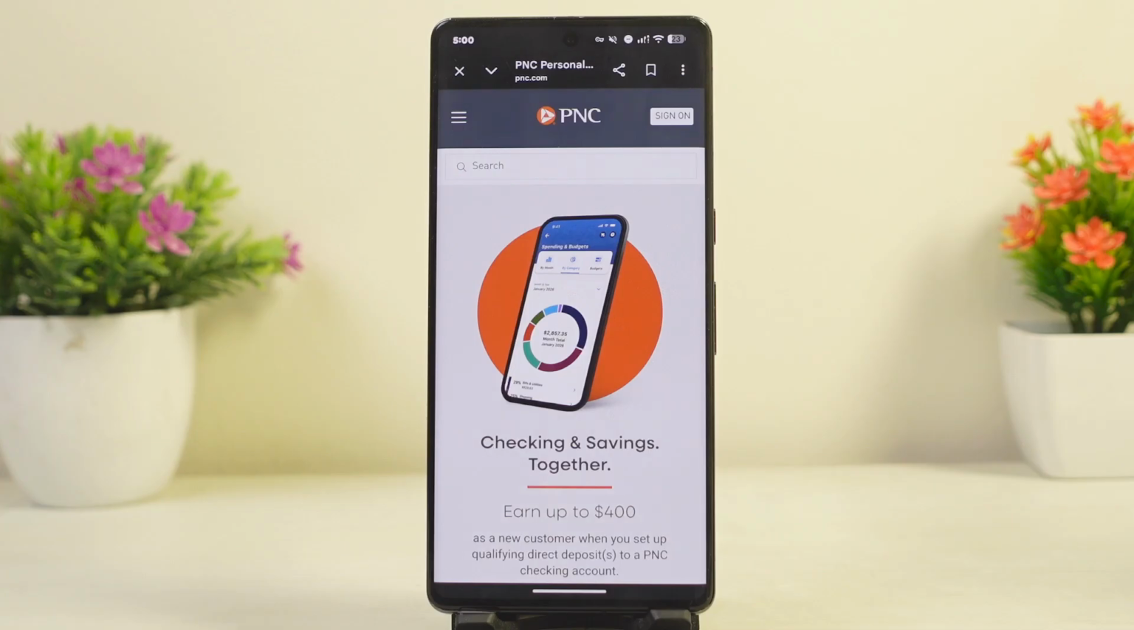Spending. This is your primary checking account. You simply have to use it for everyday purchases: debit transactions, ATM withdrawals, and standard online bill payments.